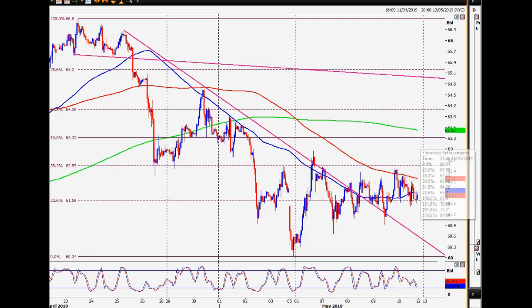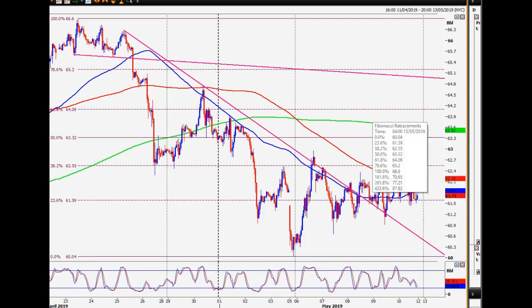If we push higher, we're looking at 63.30, 63.40, and then 64.10, 64.20. But direction-wise, I've got no clue. It's just really a case of scalping the levels.